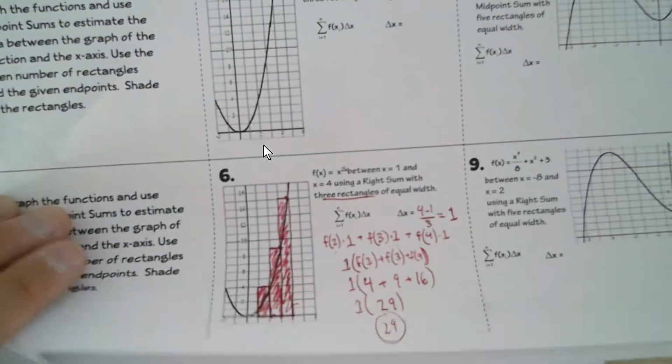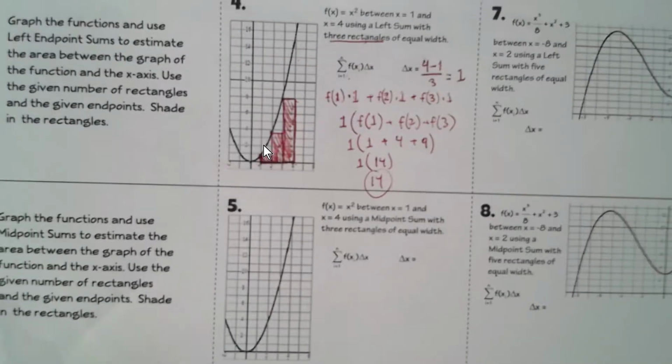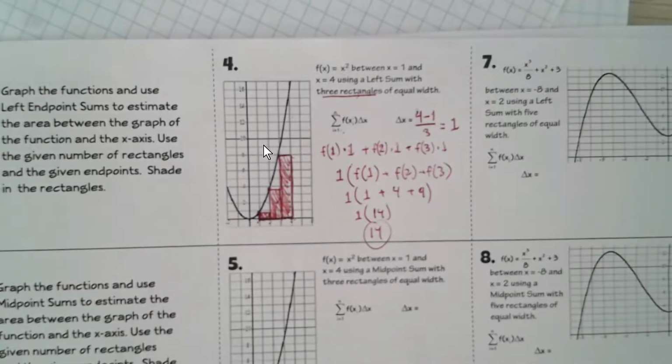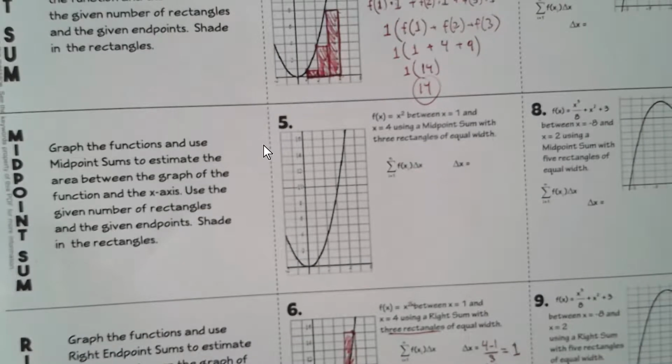What about here? What's the issue with this estimate? If this is an overestimate, what would you consider this to be up here? An underestimate. Can you guess where we're going to go with this midpoint sum? I saved this for last because this is probably going to be a little more tricky, a little more difficult.